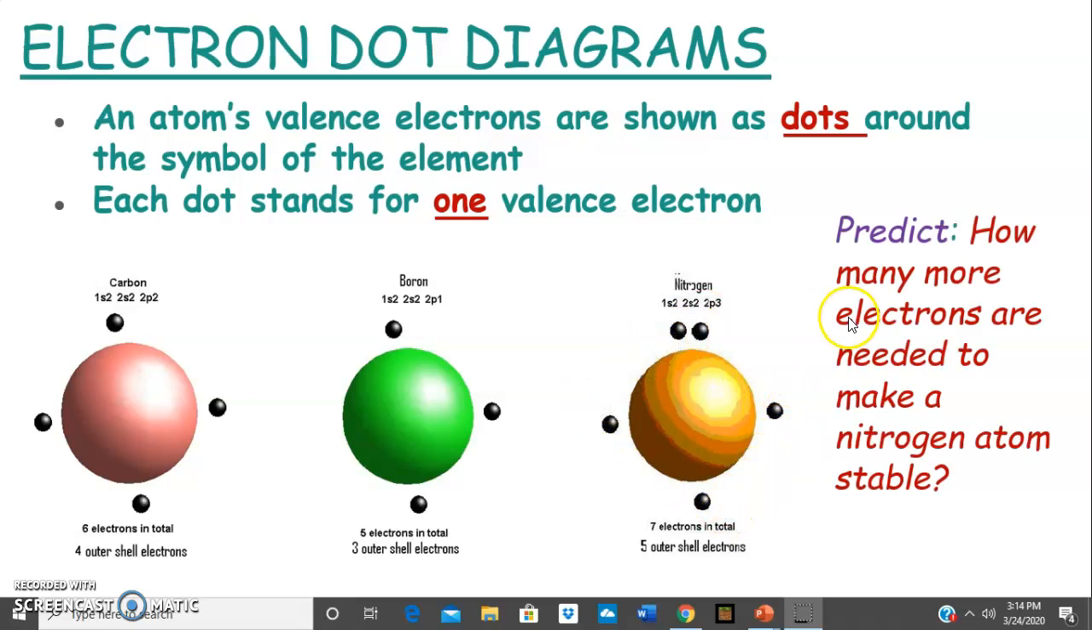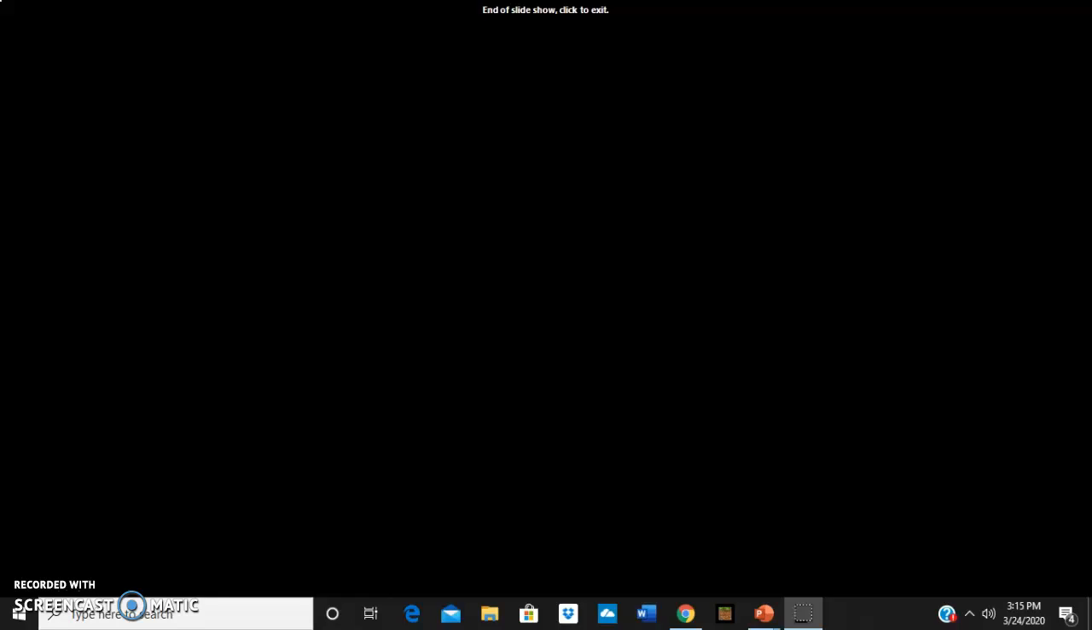All right, so let's make a prediction here. How many more electrons are needed to make a nitrogen atom stable? If we have 5 outer shell electrons, we need to get to 8 to be full. 8 minus 5, we need 3 more valence electrons to make our nitrogen atom stable and happy, right?